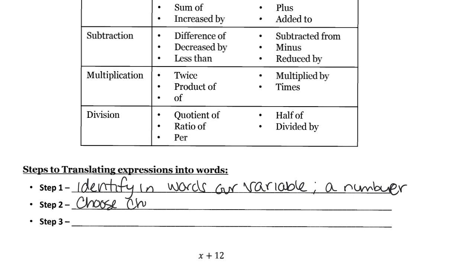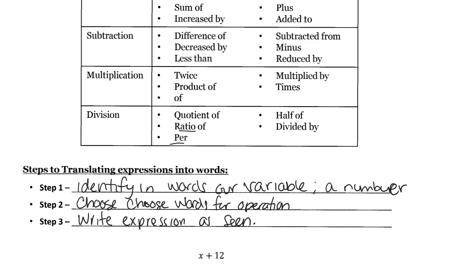So choose words for the operation. So like if it's division, you would choose either quotient of or ratio of or per. So you can choose from there. And then you write the expression as seen.